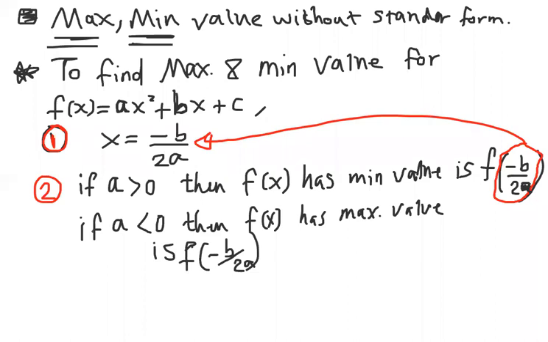So I have to check the value of a. Is a positive or negative? If it's positive, then f of x has a minimum value, which is f of this point here. If it's negative, then f of x has a maximum value, at the same point. So it depends on a. We have to focus on a and check its value. So I will give an example for that. Can I move to the next slide?